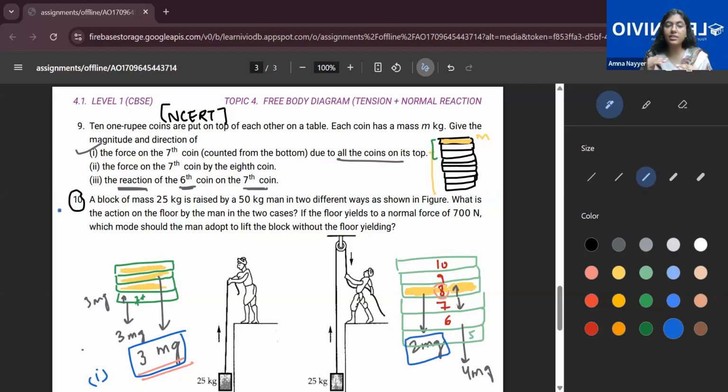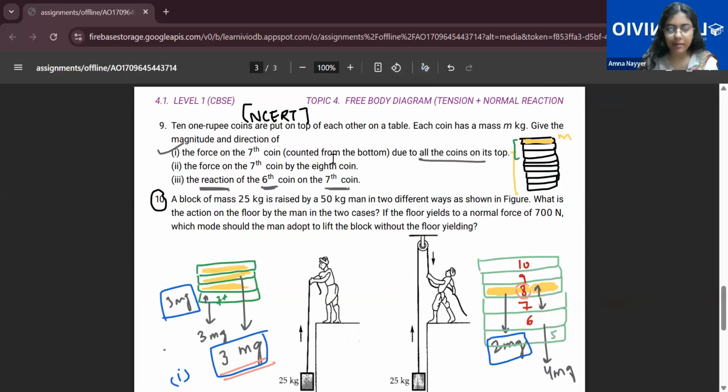Then it says the reaction of the sixth on the seventh coin. Now, the sixth will again give back what it is receiving. It is receiving a force of 3 mg, so it will give back the force of 3 mg. Got it? Yes, ma'am. Please write it. Then let's move to circular motion.